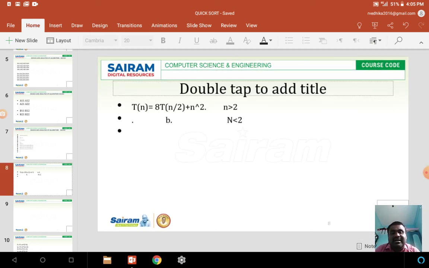When I consider this as a recurrence equation, as I said, 8 n by 2 terms are there. So 8 T of n by 2 plus n square. N square means each and every time the number is divided by 2, so totally n square time. It will be valid only when n is greater than 2, and if n is less than 2, I am assigning some constant value. We already know the procedure, we have discussed so many times how to solve this. So accordingly we have to solve and find the answer.